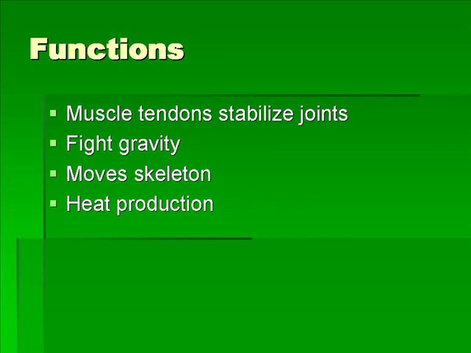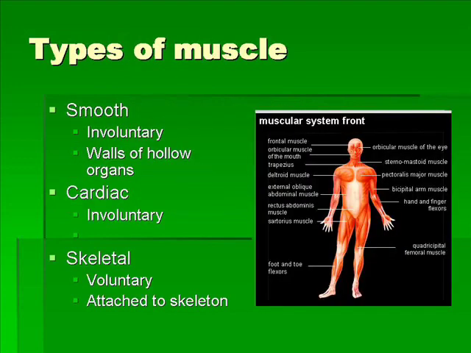And the final function is heat production. We also talked about that when we were talking about the integumentary system, right? Because muscles produce the heat, so in turn, your integumentary system and the sweat glands produces sweat to help cool your body down through the process of evaporative cooling. Okay, there are three major types of muscles that we're going to talk about: smooth, cardiac, and skeletal.